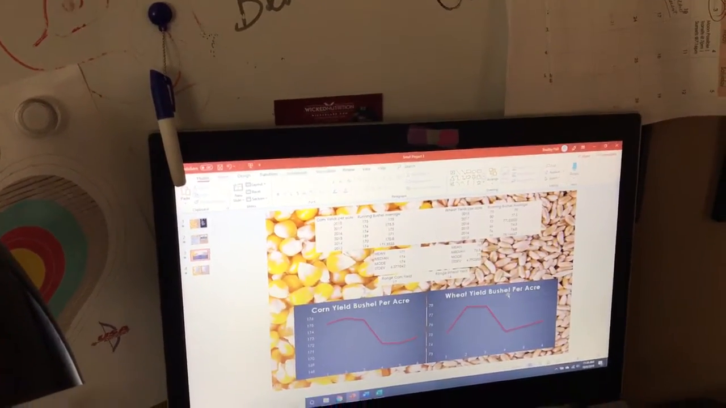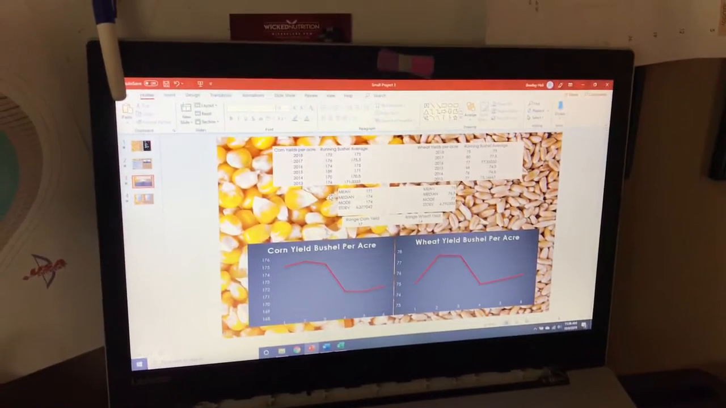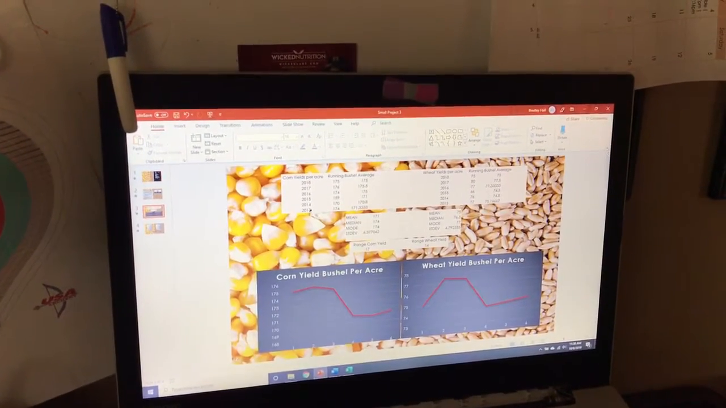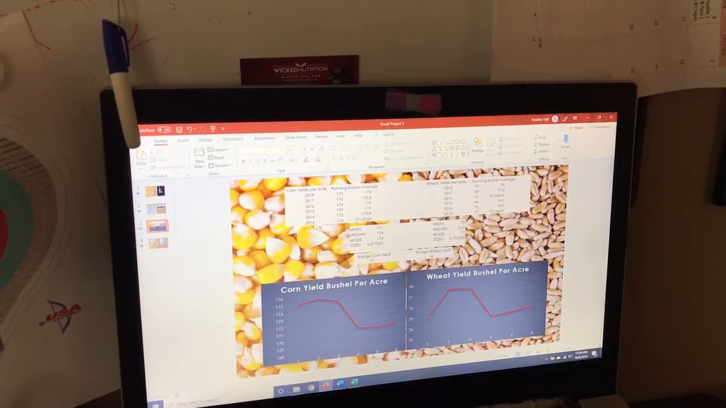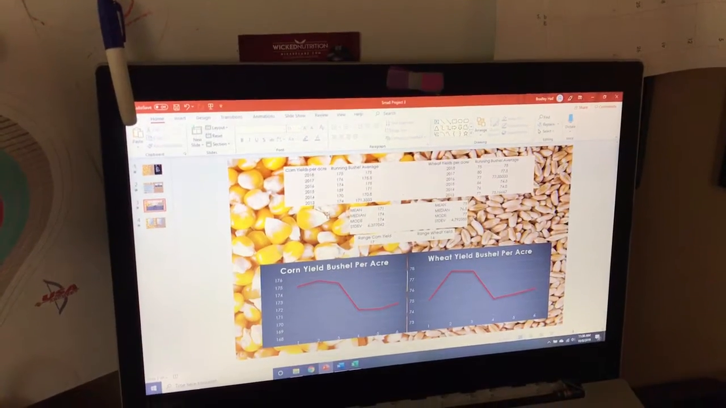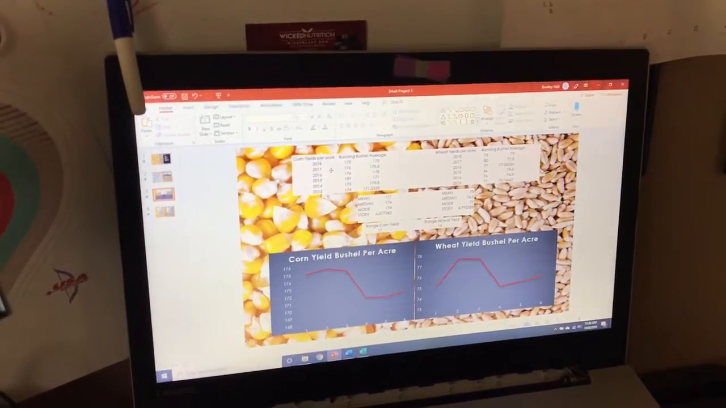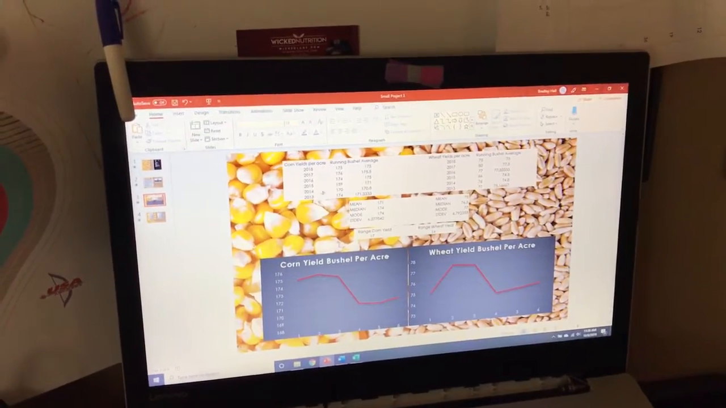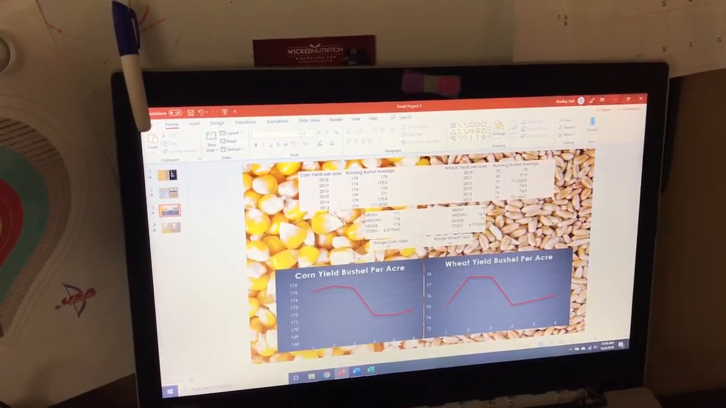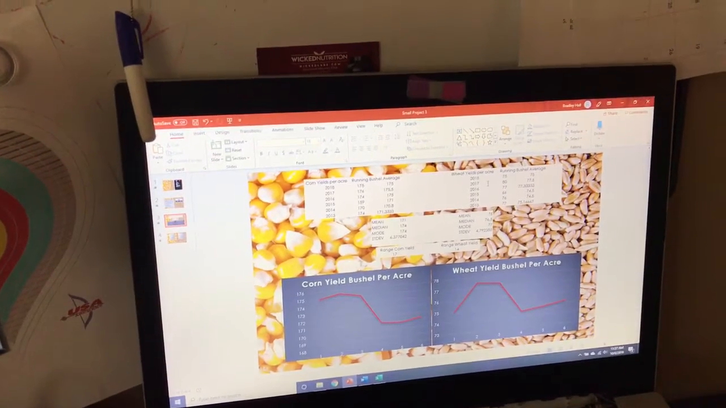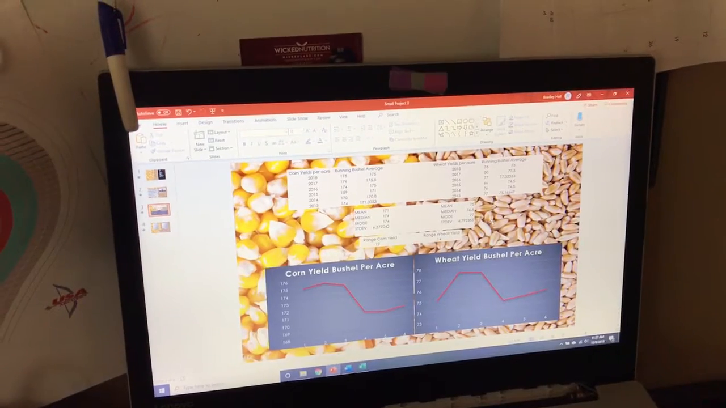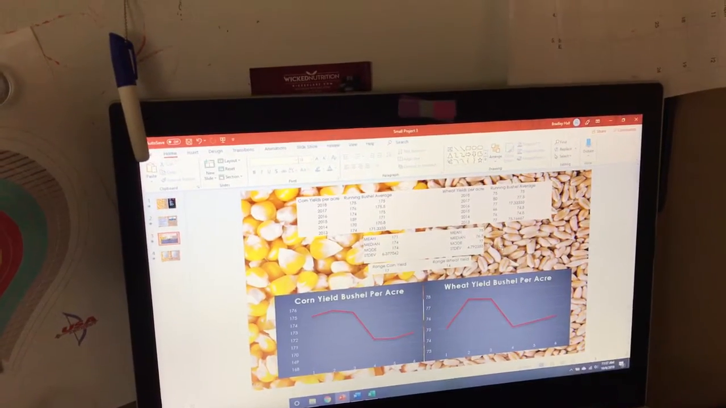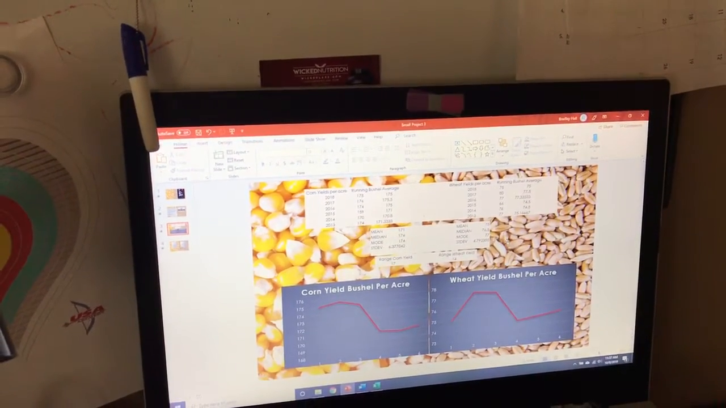Going on to the next slide, you'll see that we have the running averages for both corn and wheat. I went back from 2018 through 2013, and the highest corn yield was 176 bushels per acre. For the wheat, the highest was 80 bushels per acre in 2017. So if you notice, 2017 was a good year for both corn and wheat.